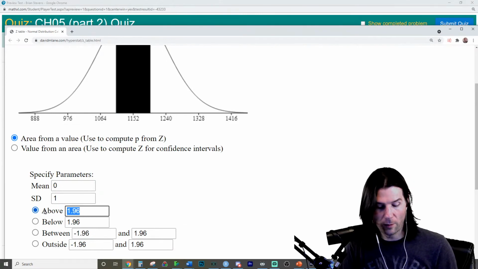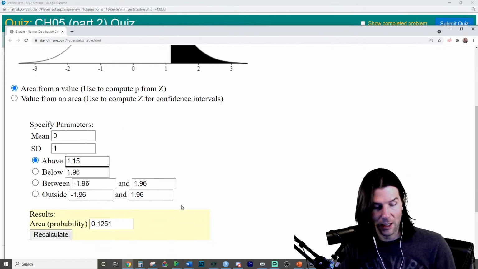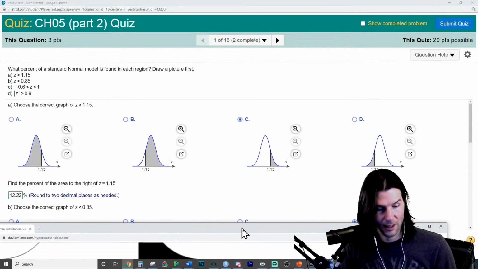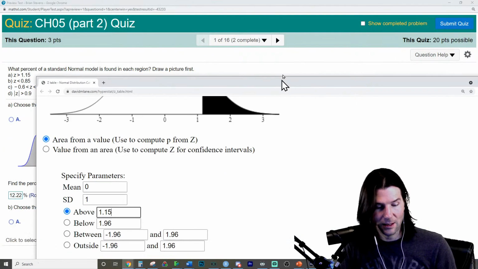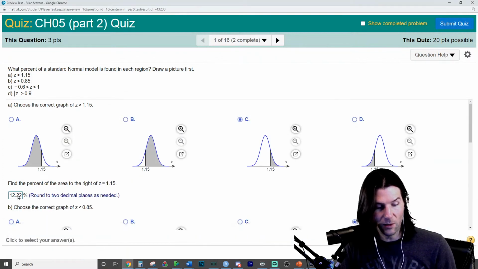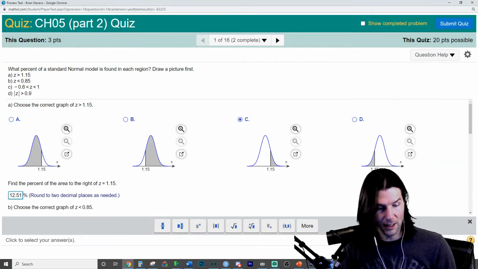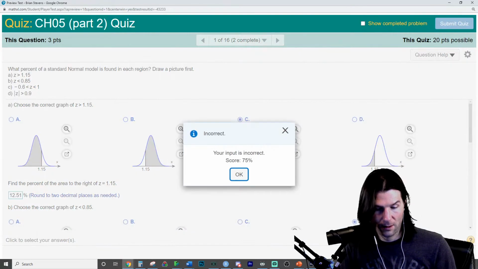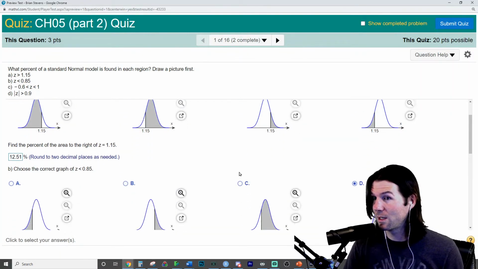So we just go here and go above 1.15, and the answer is 12.15. Is that the one I got? Is that the only one I got? I did 12.51. I was pretty close on that one. That was the only one I felt confident on. Did I get that one? Ooh, I got another one, it looks like.